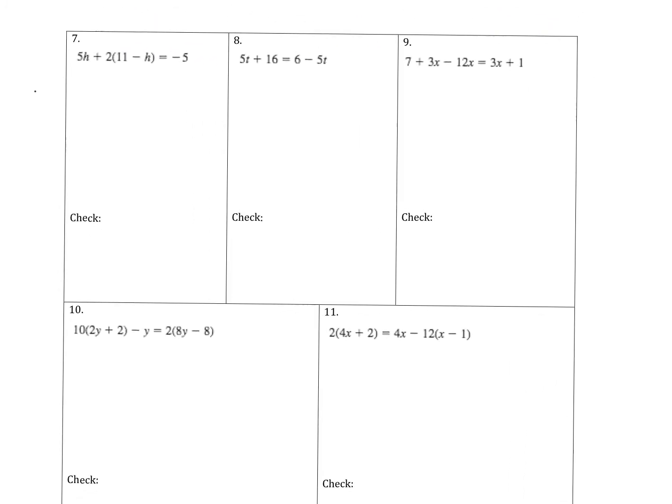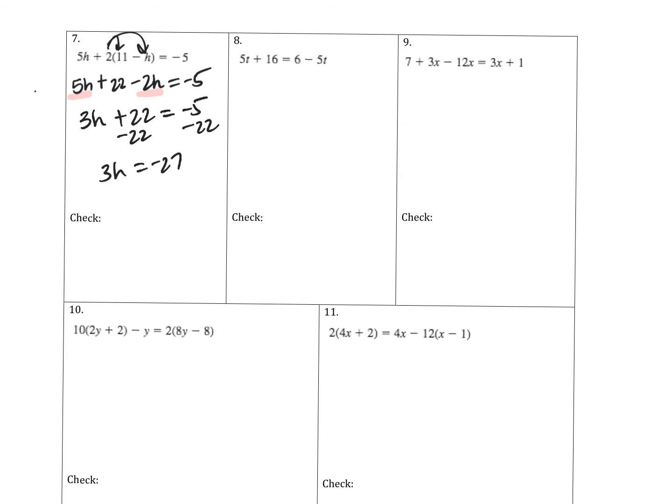Okay, number 7. Let's distribute first. We've got 5h plus 2 times 11 is 22. And 2 times a negative h is negative 2h equals negative 5. Let's combine like terms of 5h and 2h to get 3h plus 22 equals negative 5. We'll move this 22 over by subtracting, and we'll get 3h equals negative 27. Divide by 3 on each side, h equals negative 9.